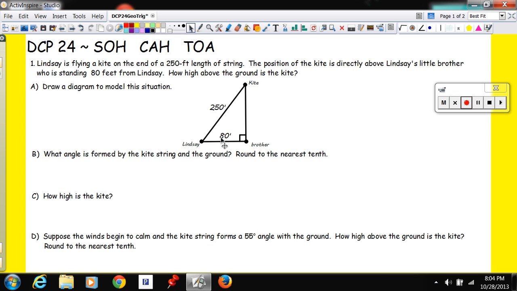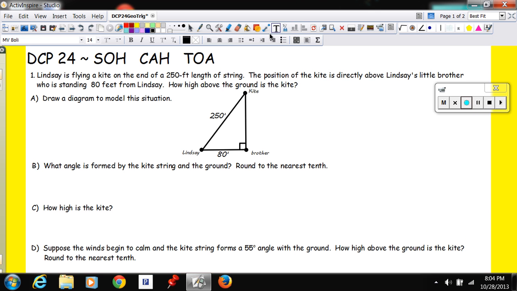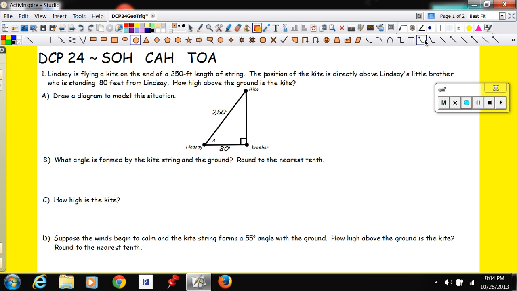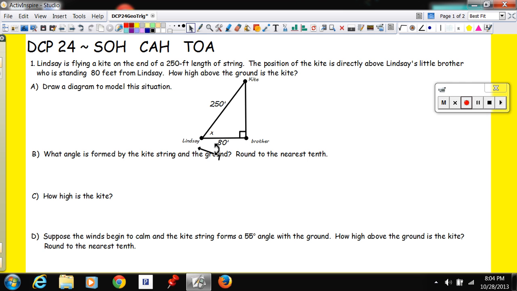Now it says, what angle is formed with the ground and the string? Basically what they're looking for is X right in here. It says what angle? Round to the nearest tenth. So we're looking for this angle right in here. That's the X we're looking for. What angle is formed by the kite, string, and the ground?